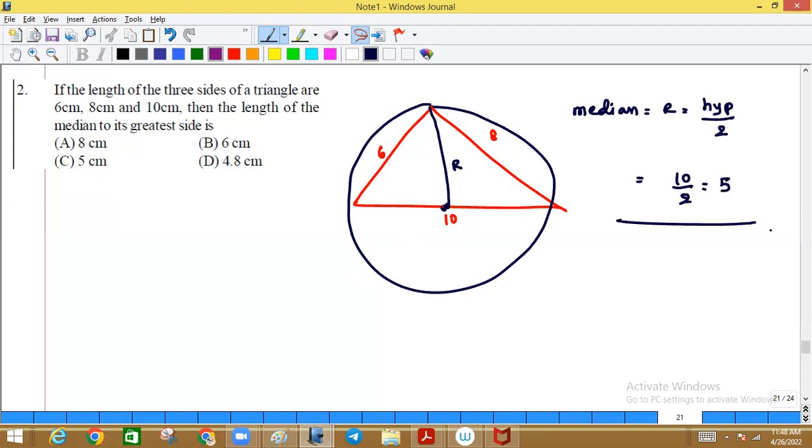When I was explaining medians, I said for a right angle triangle, median drawn on a hypotenuse is what? Half of hypotenuse. Median drawn on a hypotenuse is always half of hypotenuse. Remember that for a right angle triangle. So here hypotenuse is the largest side, that is 10. 10 by 2 is 5. Right?